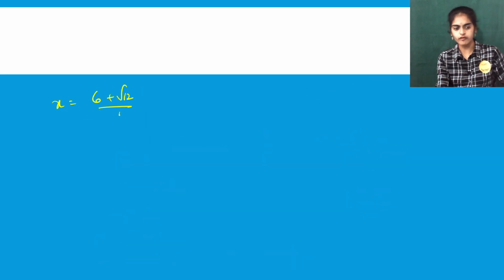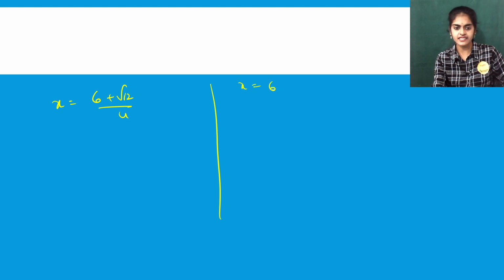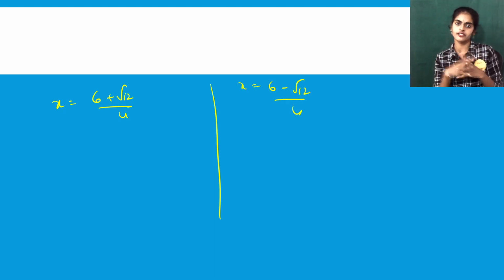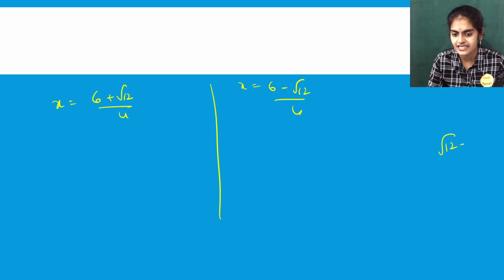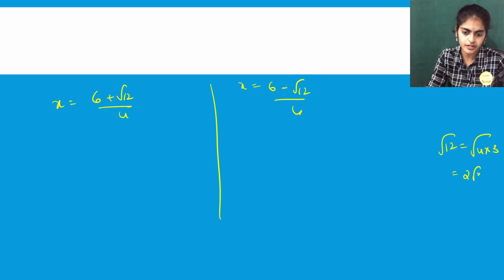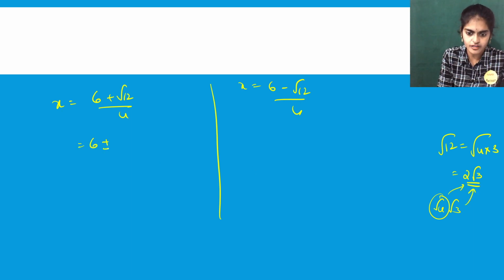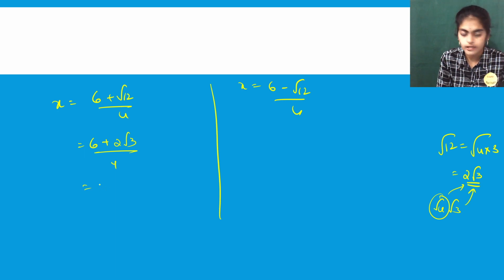Which means you have two values here for x. You can have x as 6 plus root 12 by 4, and you can have x as 6 minus root 12 by 4. So two different values you will get. 12 you can write as 4 threes. So root 12 is nothing but root 4 into root 3. Root 4 is 2 and you have root 3. So this is 6 plus 2 root 3 divided by 4, or I can take 2 common, so you'll have 2 into 3 plus root 3 divided by 4.